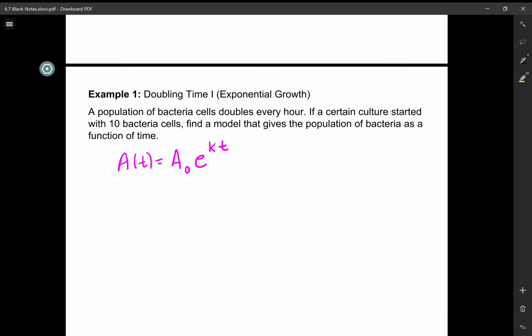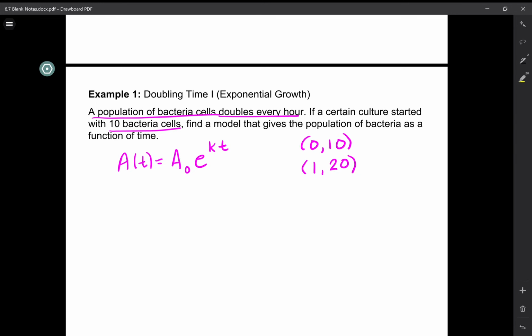Well, the first thing that we can read is that the population of bacteria doubles every hour. That's important information. And the culture started with 10 bacteria cells, so right off the bat, we can write down a couple of data points. We know that at time equal to 0, there were 10 bacteria cells because they said that it started with 10. And they also told us that it doubles every hour, so after 1 hour, our population is going to be 20. These two data points are enough for us to figure out this model.